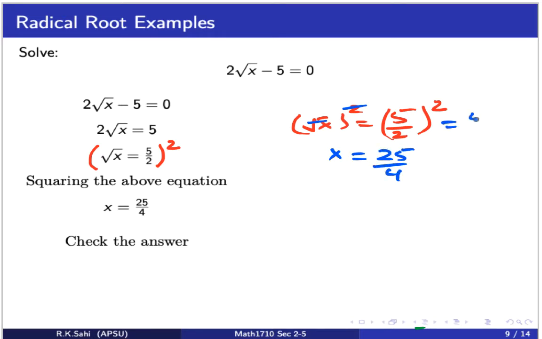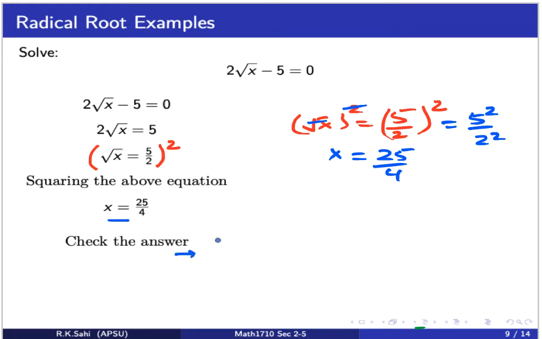Remember, what does that mean from your exponential properties? It is 5 square over 2 square. Now, when we do radical root problems, it's very important to check our answers. So we take x equals 25 over 4 and put it in the original equation.